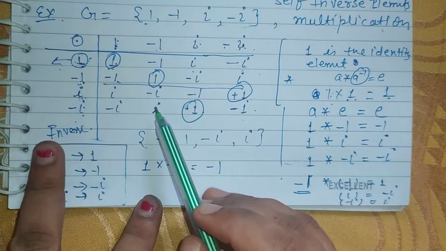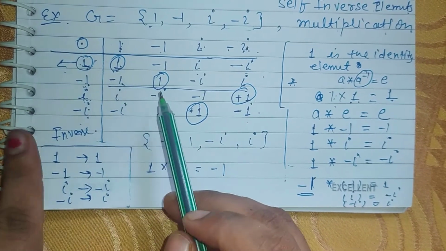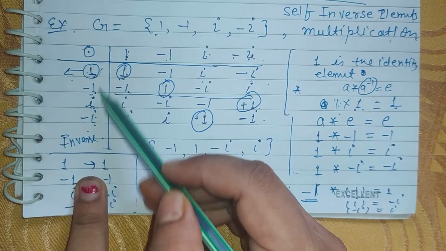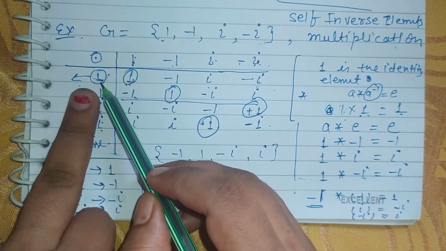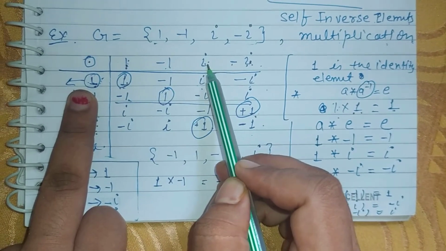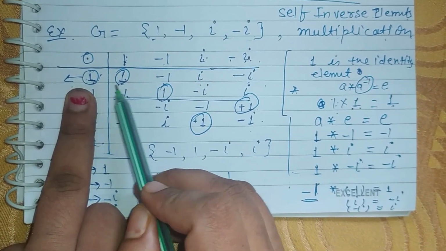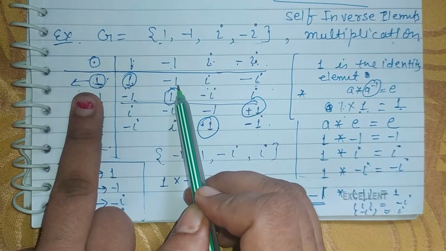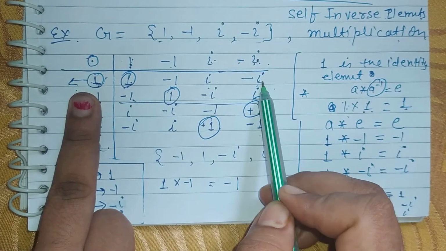So the most important thing is how we can find the identity. So for the identity, look at all these elements. So 1 is the only element. When we multiply this 1 with 1, minus 1, iota and minus iota, it gives all these elements in the sequence. First is 1, then minus 1, iota and minus iota.